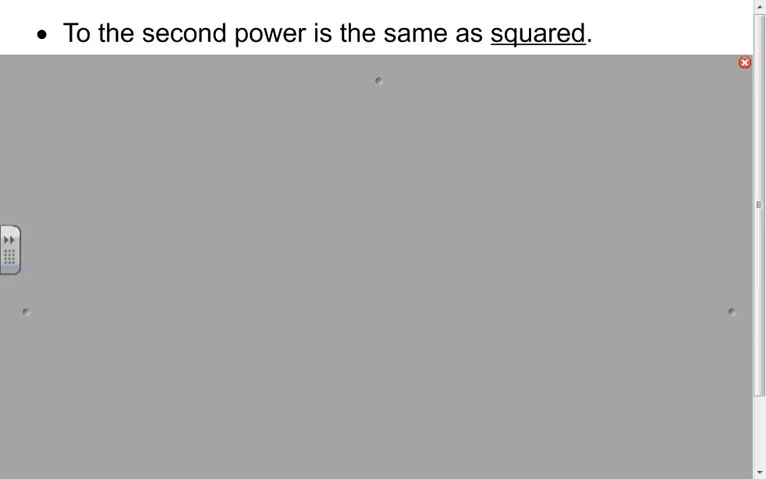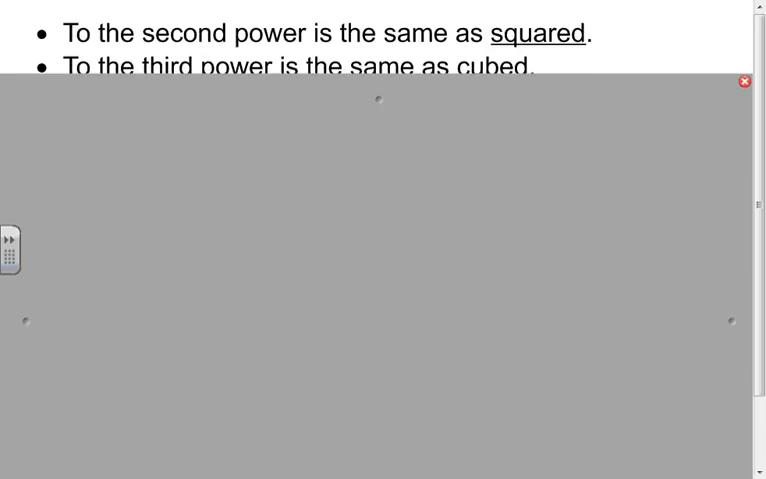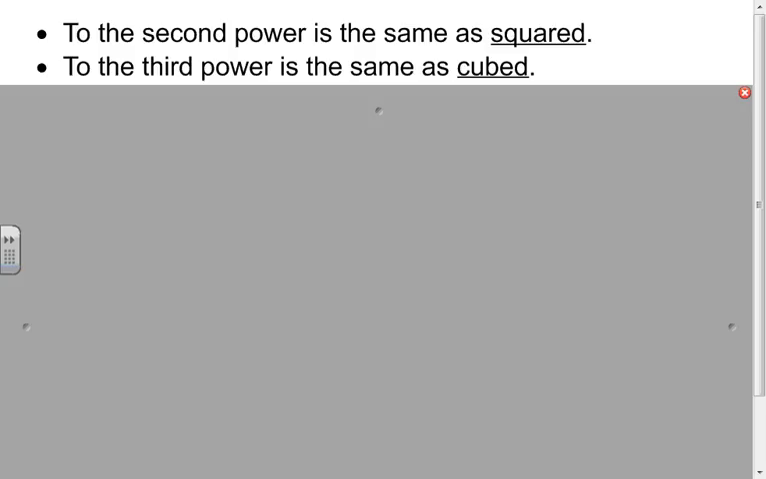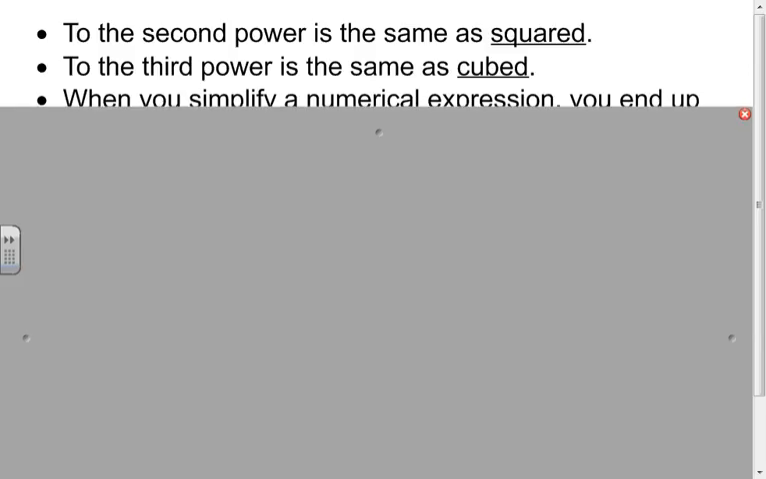If I have something that's to the second power, the words to the second power mean the same thing as squared. The words to the third power mean the same thing as cubed. So you'll use those later on.